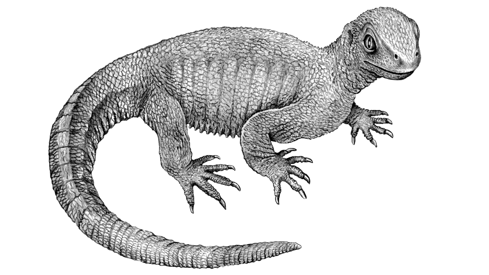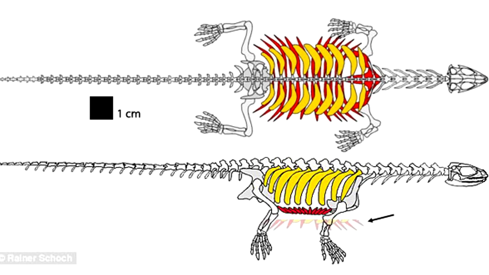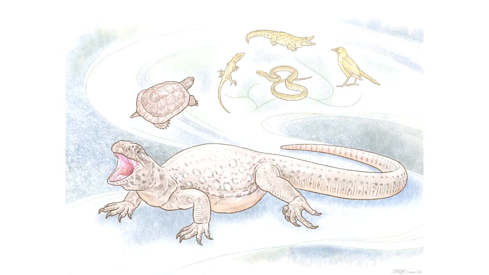At number 4, we have the ancient turtle relative, Papochelys. This 240 million year old turtle gives paleontologists a good look at how turtles were evolving their shells, and how they are related to lizards and snakes.